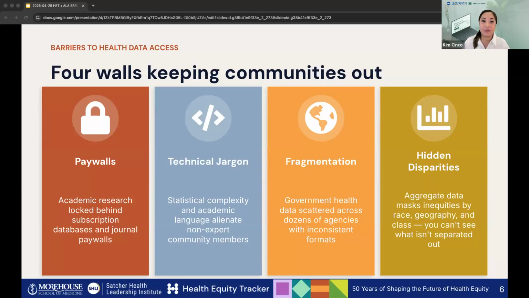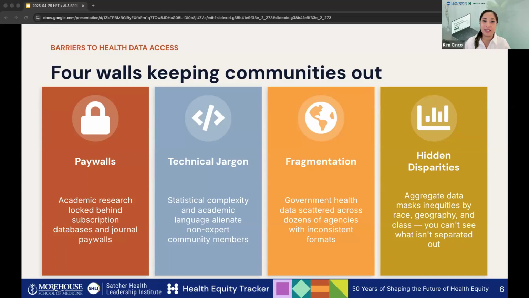The third is fragmentation. Federal health data is scattered across dozens of agencies: the CDC, the Census Bureau, state health departments, HHS, all with different formats, different update schedules, different definitions of the same variables. Even trained researchers struggle to piece it together.